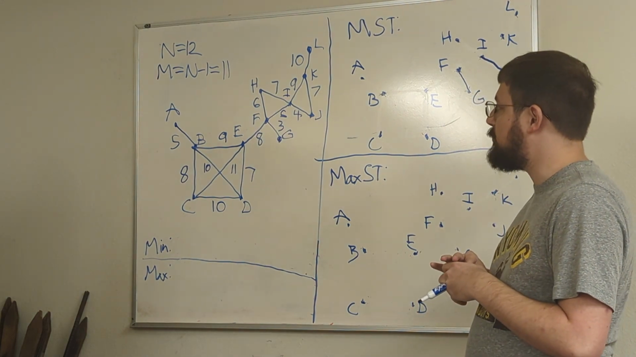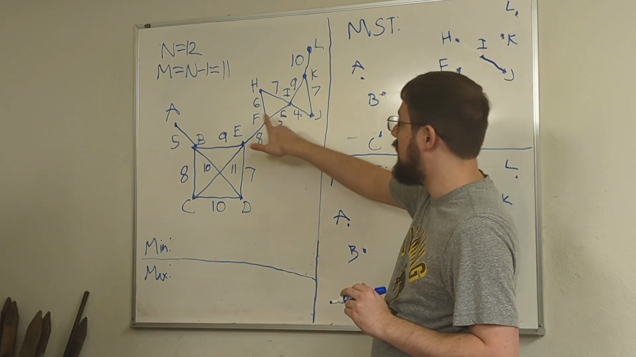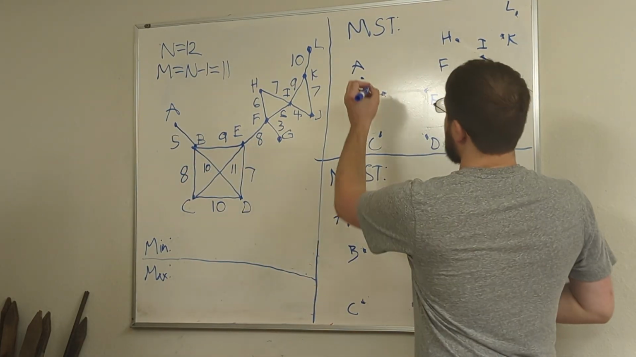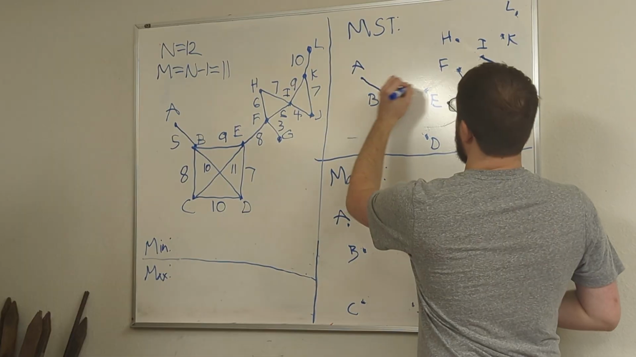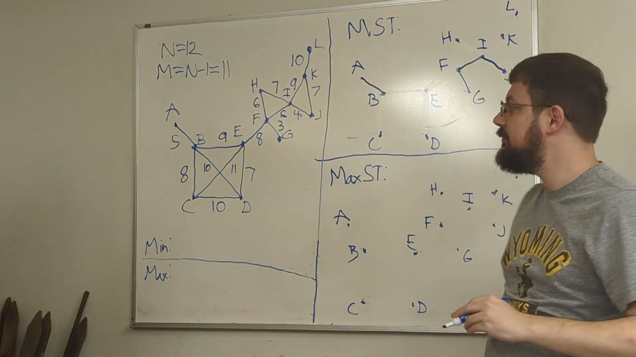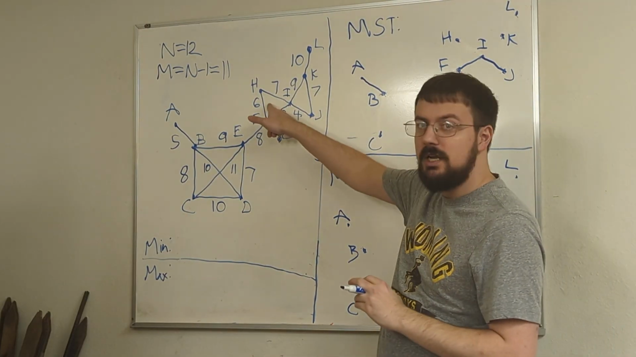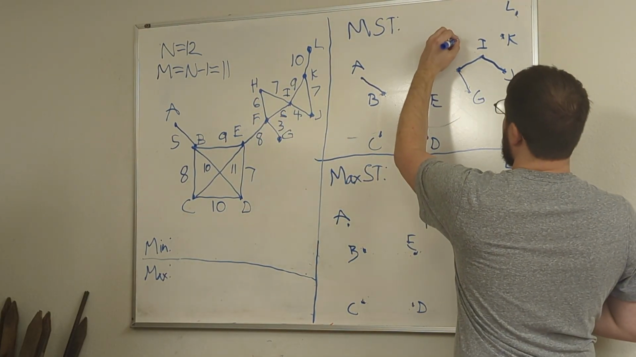So the next lowest weight that we see anywhere on here is 5, going from F to I and also from A to B. Both of those we can go ahead and add. No circuits created there. The next lowest we see is 6, going from F to H, so we're going to add that.